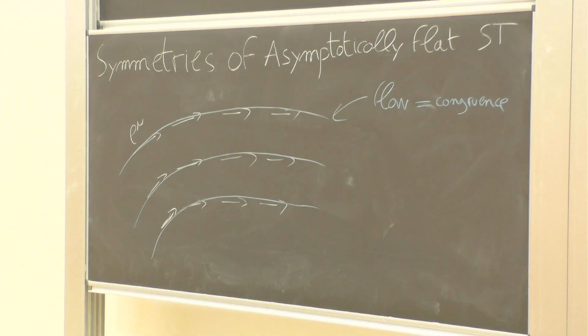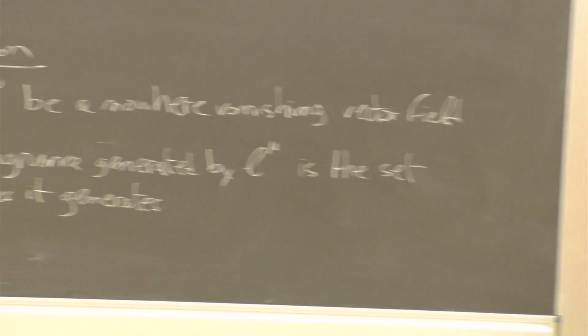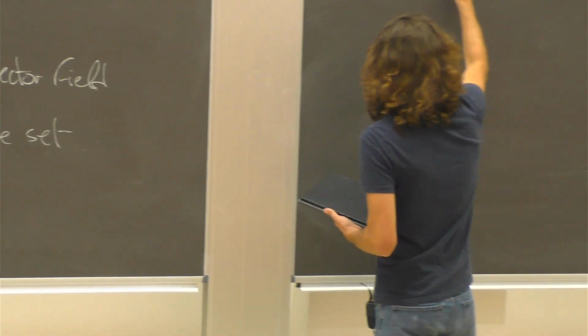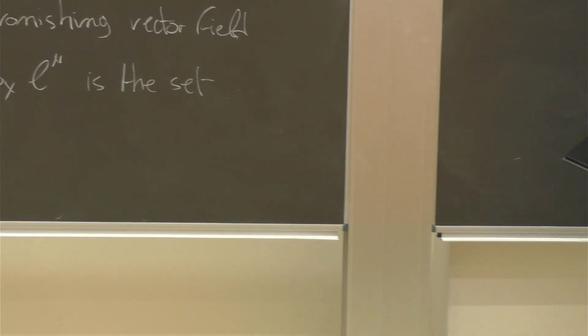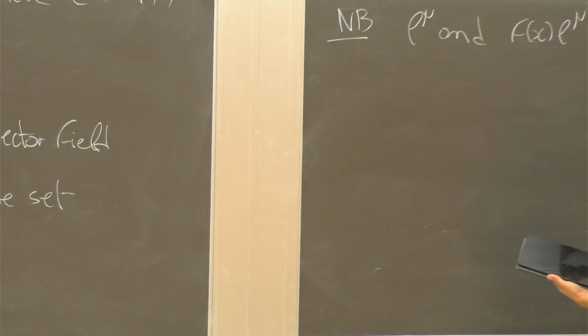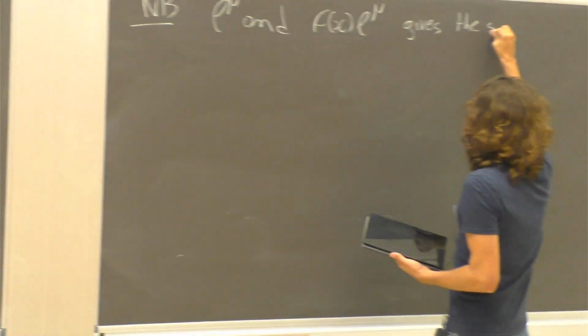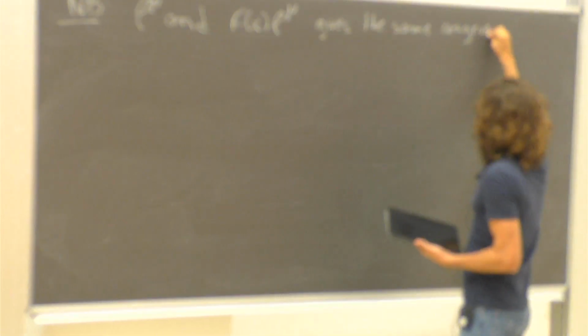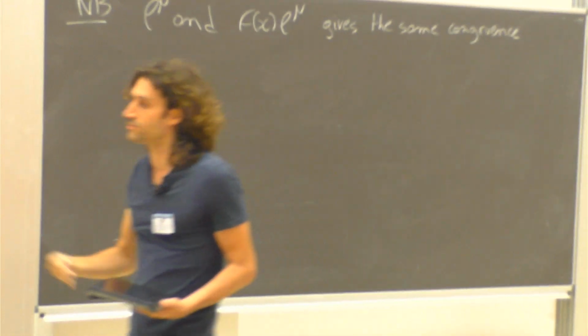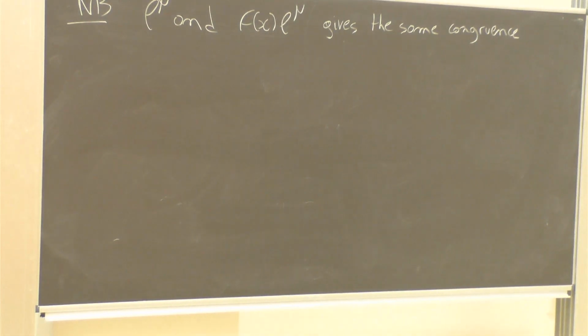So the remark is that if you have L mu and another vector field f of x L mu, so if you just rescale the vector field, it gives the same congruence. So when you're talking about the congruence versus the vector field, you're just either focusing on the space of lines, the geometrical aspect of it, or the vector field itself, which on top also knows the speed at which you're going along this flow.